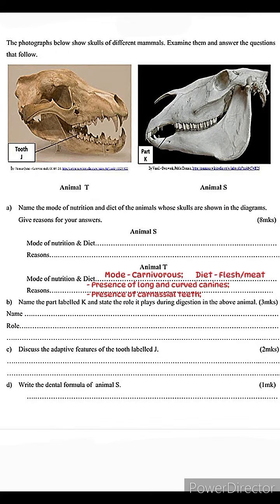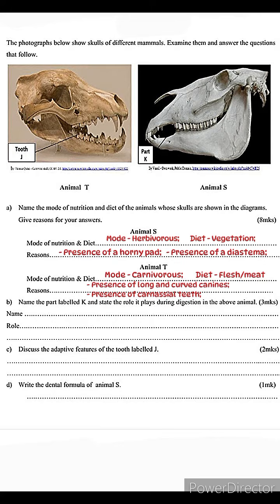Because of these two features, the mode of nutrition of animal S is herbivorous. Diet, vegetation. It feeds exclusively on vegetation like grass, shrubs, etc. Now, what are the reasons? We've mentioned them. So, presence of a horny pad and presence of a diastema. Let's move on to part B. Name the part labeled K and state the role it plays during digestion in the above animal.